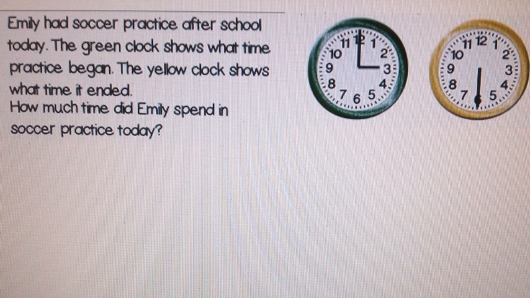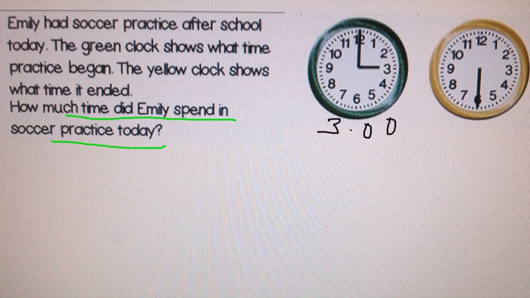First, I need to understand the question. The question requires me to find how much time did Emily spend in soccer practice today. Then I'll look at the clock and find out the start time, which shows 3 o'clock. And I'll look at the end time, which shows 6:30. The next step is to draw the timeline.